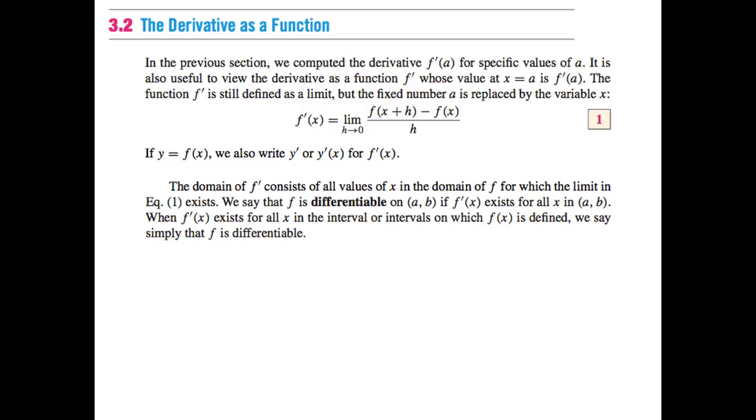interesting and useful to consider the derivative function. What I mean by that is, at any point, you can calculate the derivative for a differentiable function. So you take as an input a point, and as an output the derivative at that point. And this defines for you a new function, which we notate f prime of x. So you're really just substituting variable x for constant a in the definition of the derivative. And there you can see f prime of x is the limit as h goes to 0 of f of x plus h minus f of x over h. And alternatively, if you are graphing a function, you write y equals f of x, you might write y prime or even y prime of x.